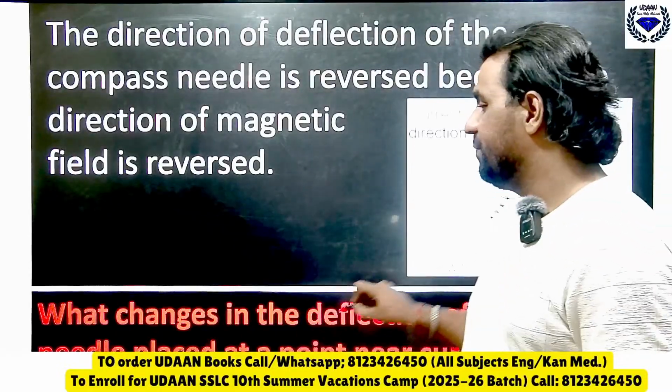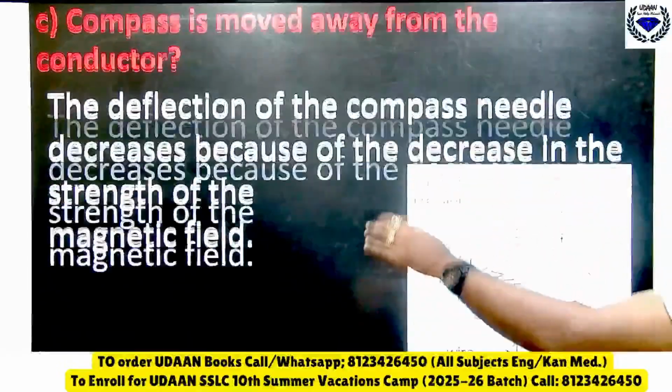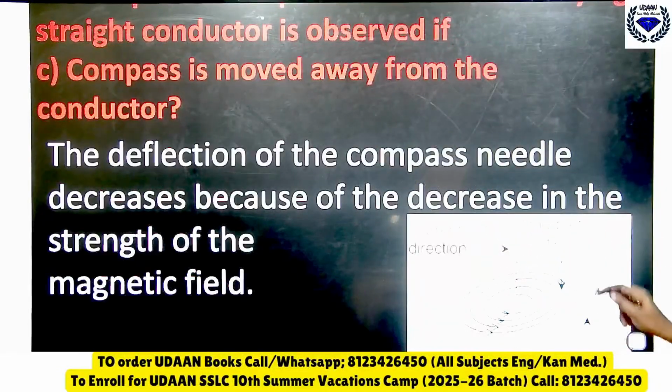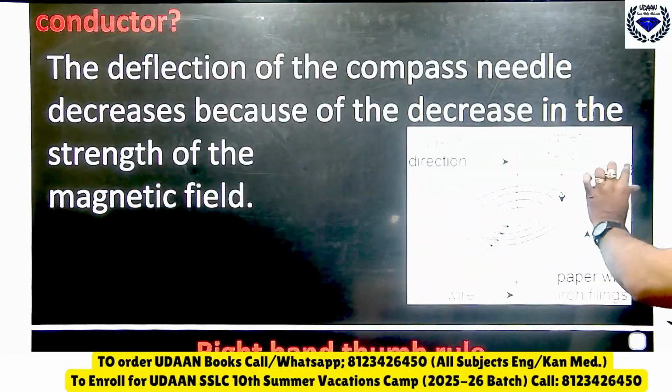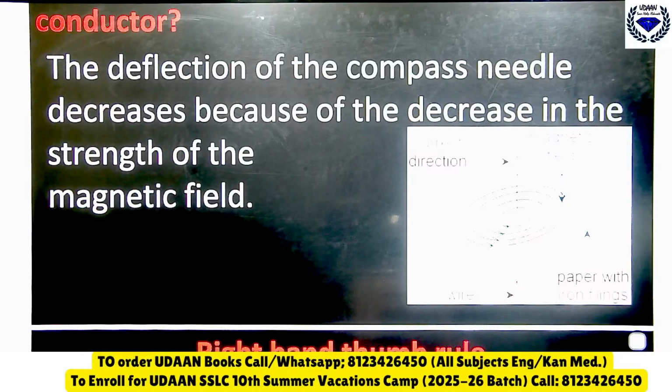Yes dear. Now next, see, the compass is moved away from the conductor. What happens if the compass is moved away from the conductor? See, the deflection of the compass needle decreases because of the decreasing strength of the magnetic field.